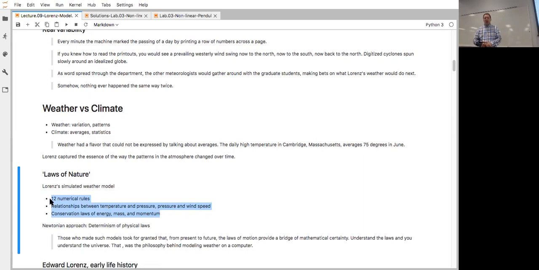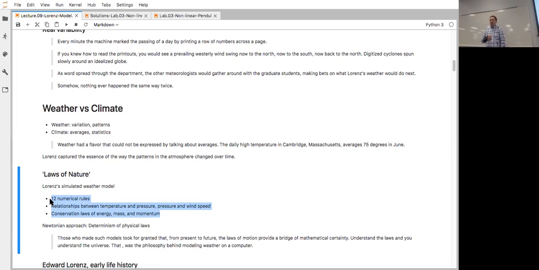Now, this is a Newtonian approach. The idea is if I could just write down the equations we're dealing with, then through the determinism of physical laws, I can use them to predict what the system is going to do, and hence what nature is going to do.